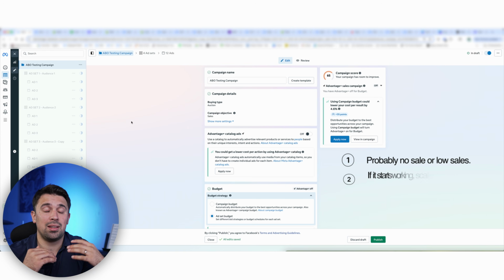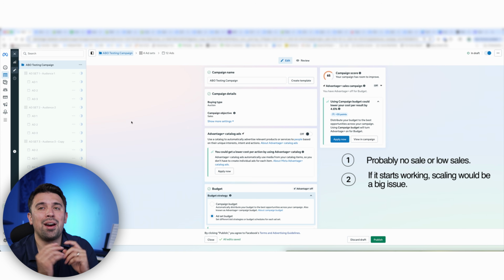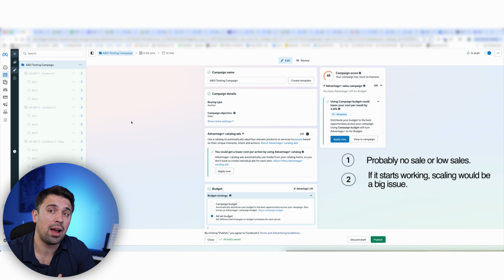Second reason is if you get it to work, right? You have this tiny little budget. Like, what are you going to do with that? Like, you're going to scale from $5 to $10 to $20 to $100. Like, it's going to take a really long time to scale that.